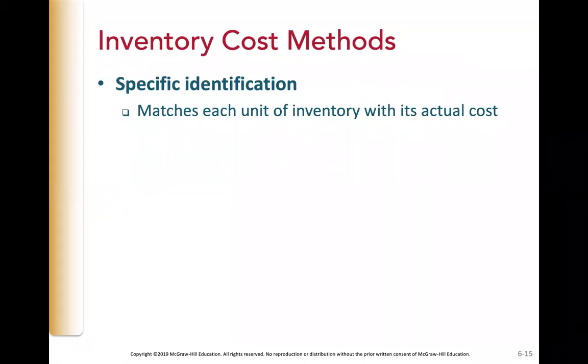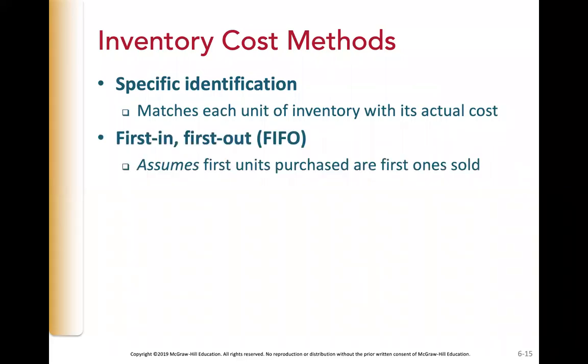The first method is specific identification. Specific identification matches each unit of inventory with its actual cost. FIFO, first in, first out. FIFO assumes that the first units purchased are the first ones sold.